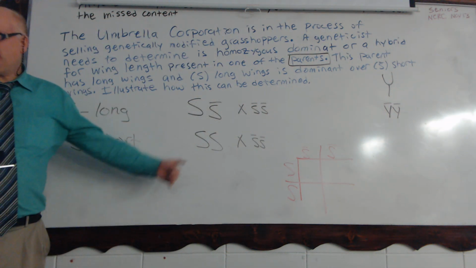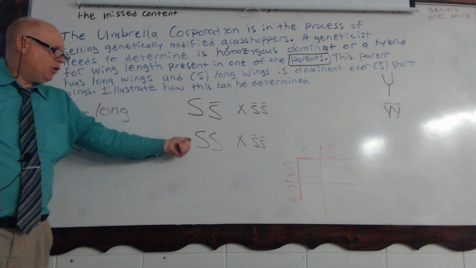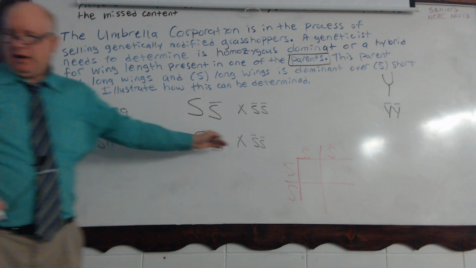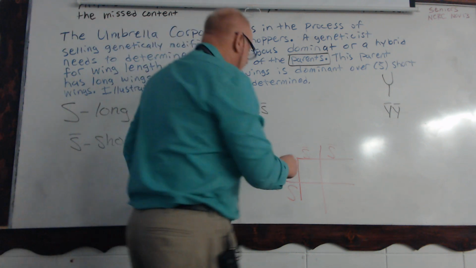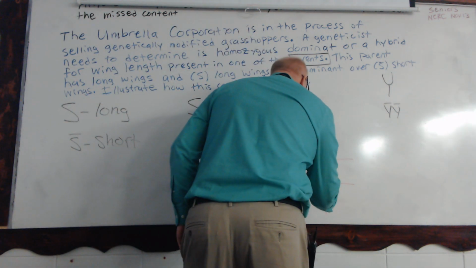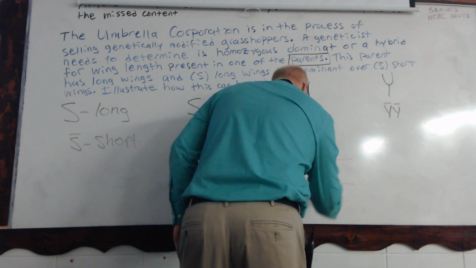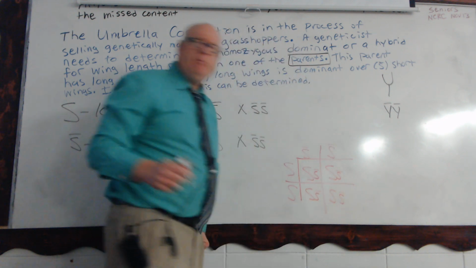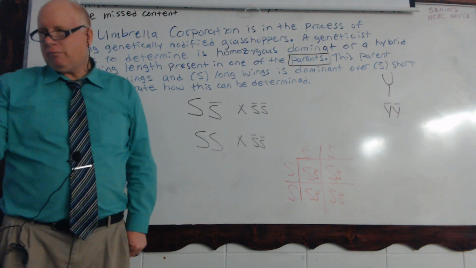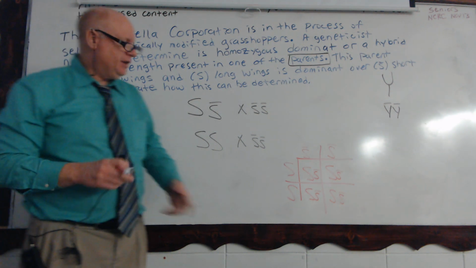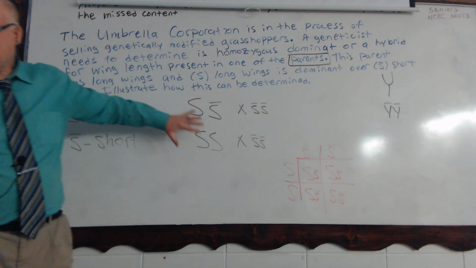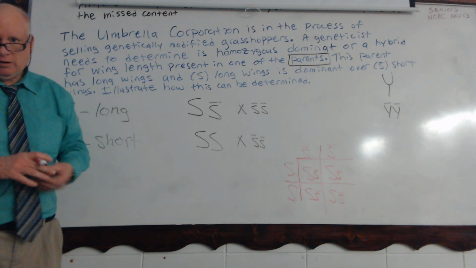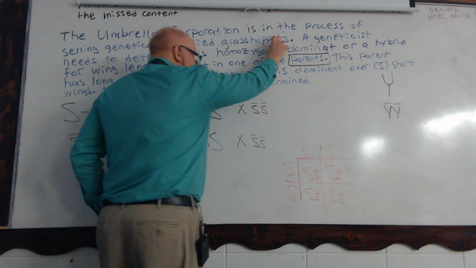what's going to happen if that parent is homozygous dominant for these long wings? What's the offspring going to have? They're also going to have long wings, 100% of the time. But how would you know that? Because what is present in this parent? Two capital S's, so that must mean that parent was homozygous dominant.